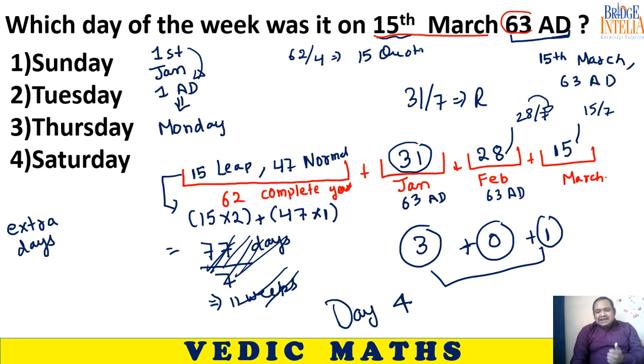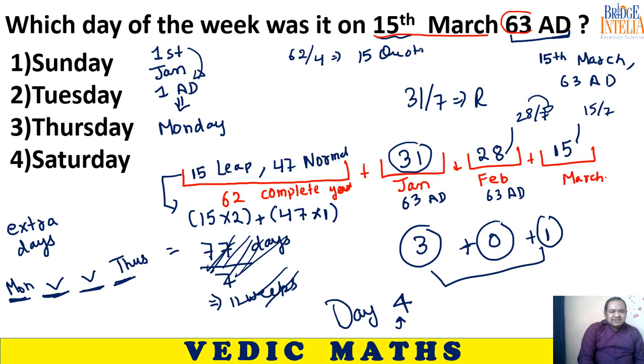So our modern calendar began on Monday, and we have to find out what was day number 4. So day number 1 was Monday, Tuesday, Wednesday, so Thursday. So day number 4 is Thursday. So you can pause this video, rewind it, have a look at it again.